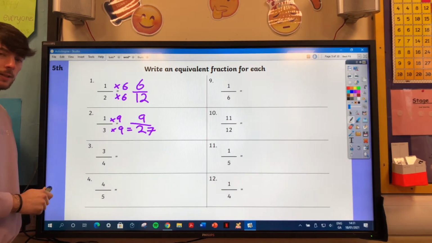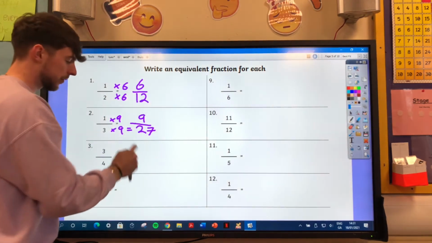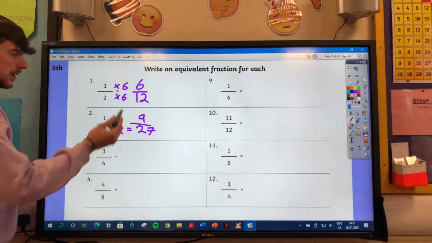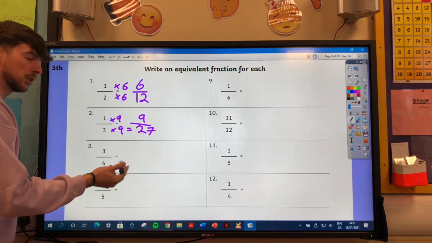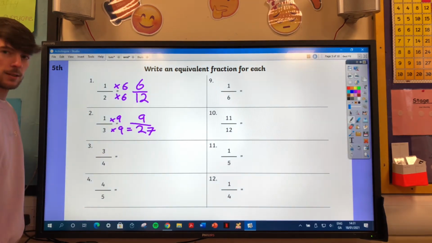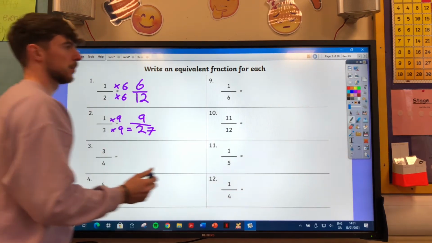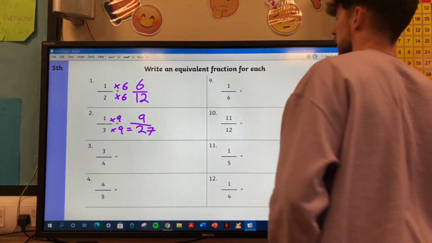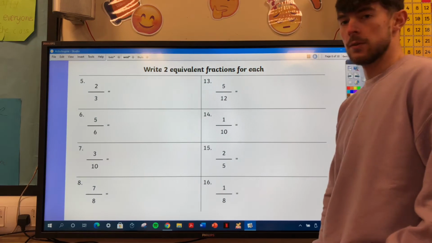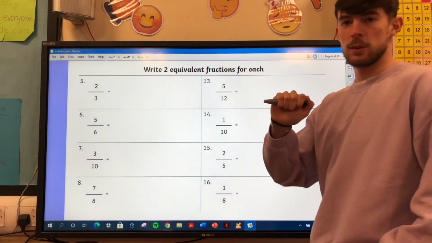Alright? Do you understand? So you have to write 1 for each of them. I don't want any of them to be the same. Okay? So you can't use 6 the whole time, or you can't use 2 the whole time. So you have to use different numbers each time, right? Okay? So different numbers. And now you're going to go on to another one, and you're going to have to write 2 equivalent fractions for each of them. Okay? So 2 equivalent fractions.